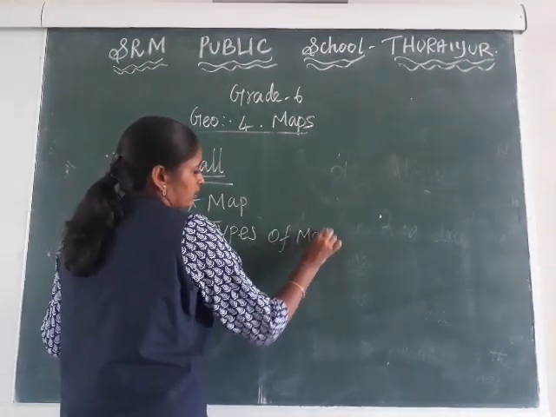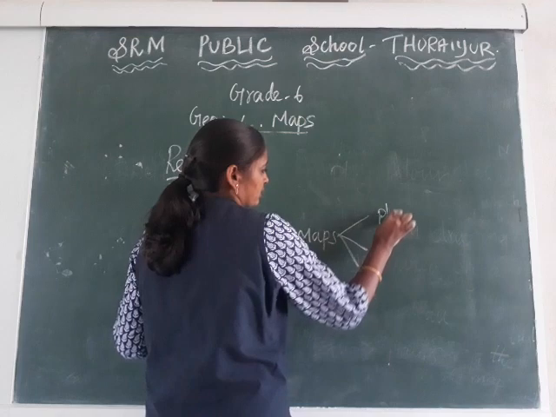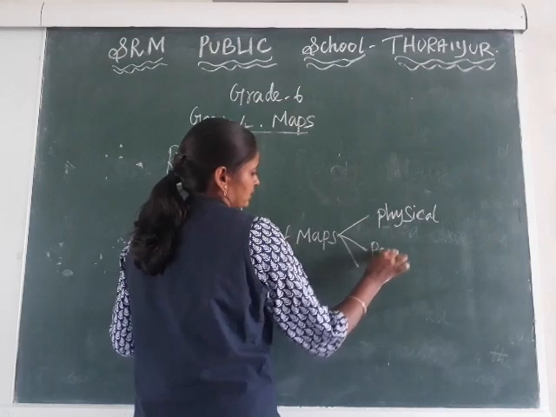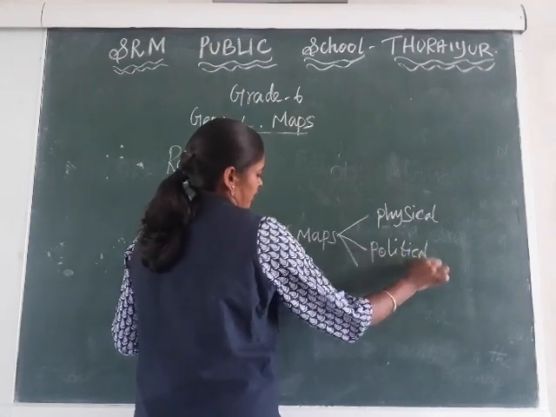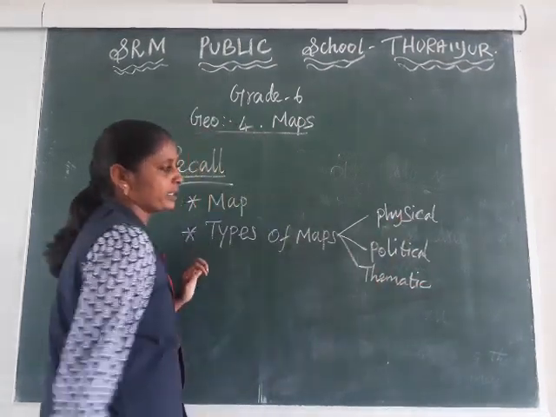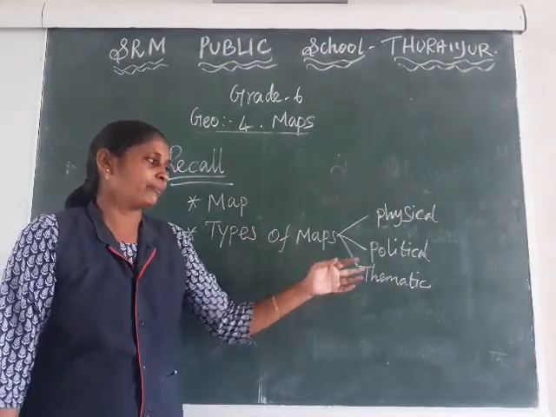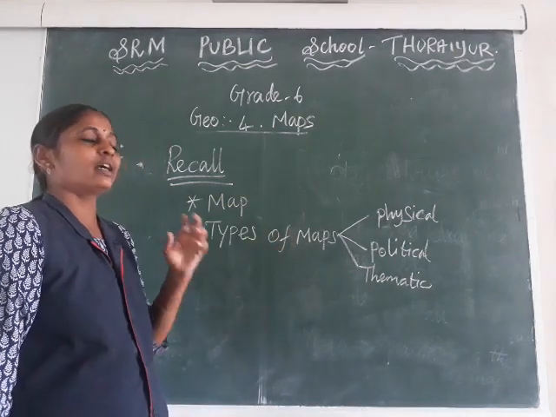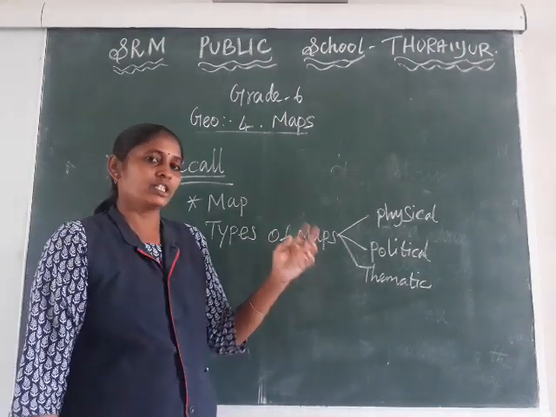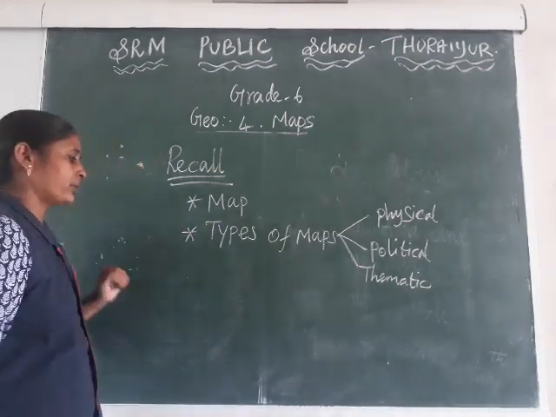How many types of map do we have? 3 types of map. One is physical map, second is political map, third is thematic map. A physical map is a map that shows the natural features of the earth. A political map is a map that shows the boundaries of a country, town or city. A thematic map is a map that gives importance to specific information.